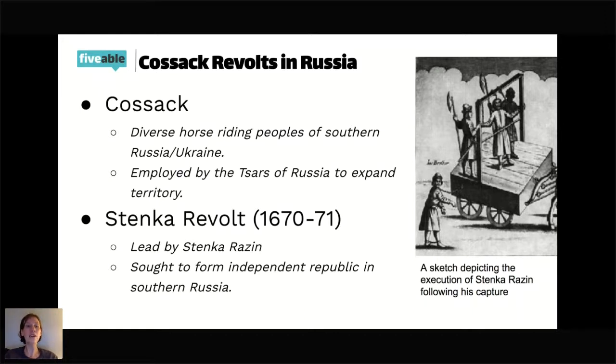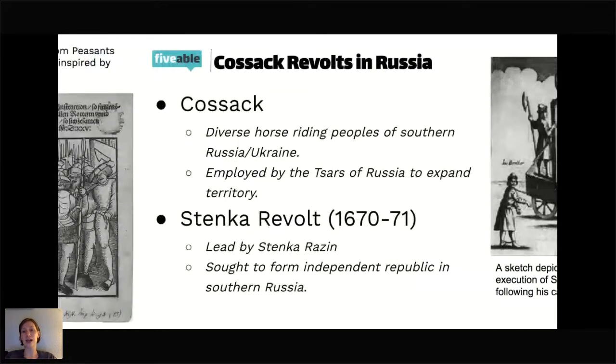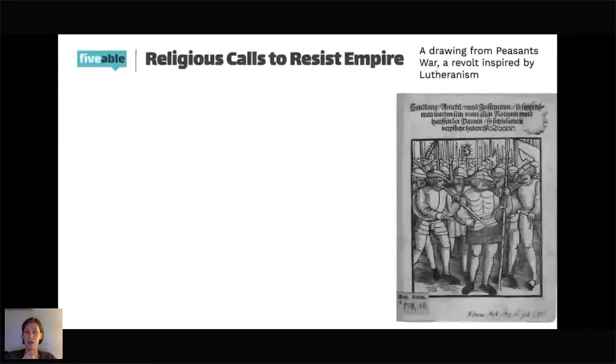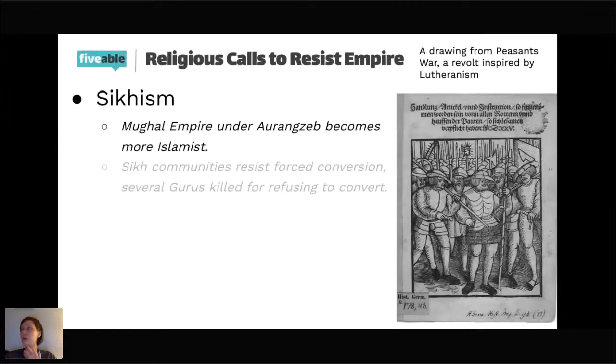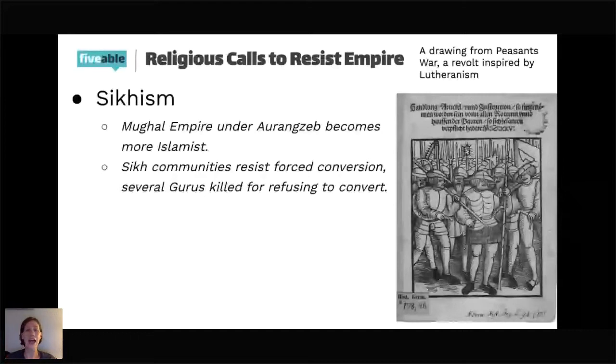And I love where he takes this lesson next, which is to think about the fact that imperial resistance isn't simply political. It's not simply economic. Both of those are really important factors, but religion plays a key factor as well. And so one of the examples we can think about is the rise of Sikhism in the Mughal Empire. The Mughal Empire under Aurangzeb in particular becomes much more Islamist, so it's favoring Muslims over other groups within India, and begins to really impose Islam on peoples in a way that previous Mughal rulers had not done.